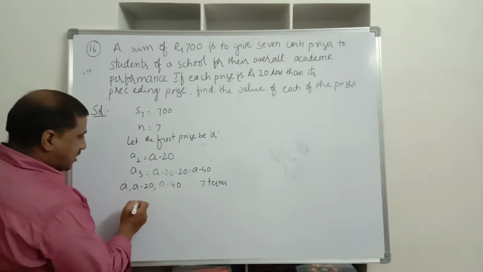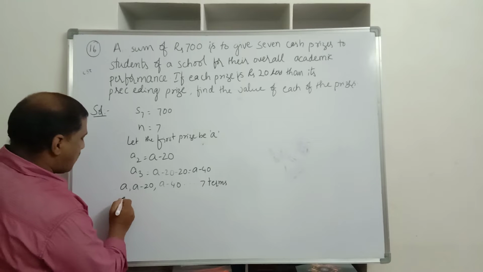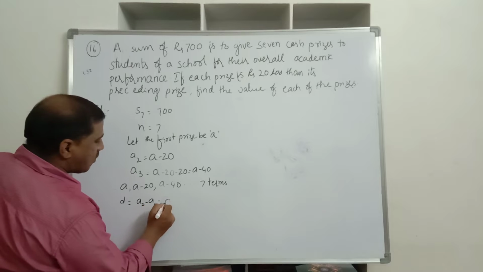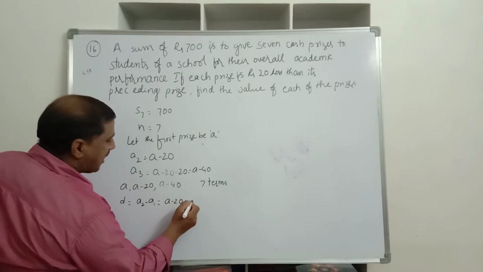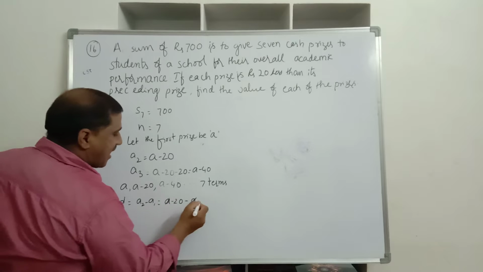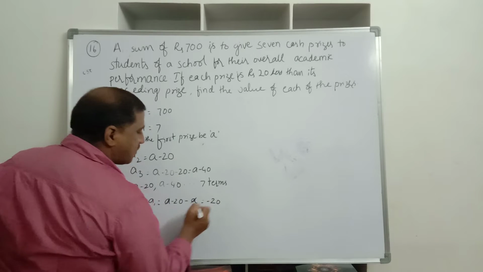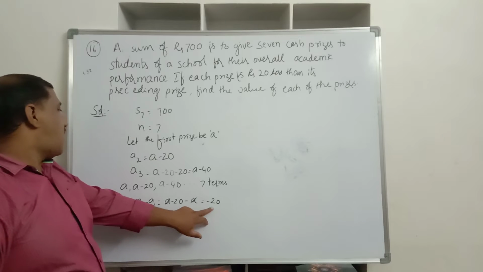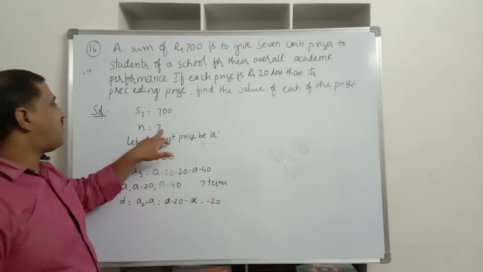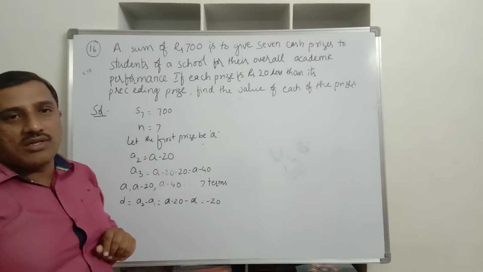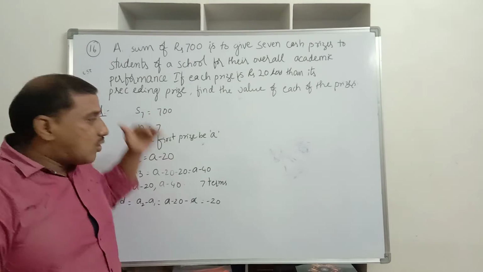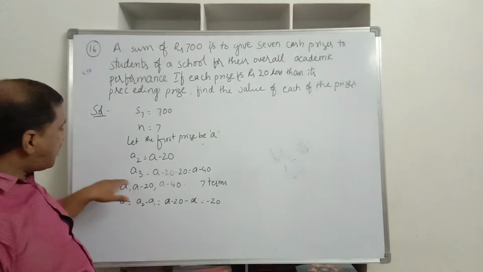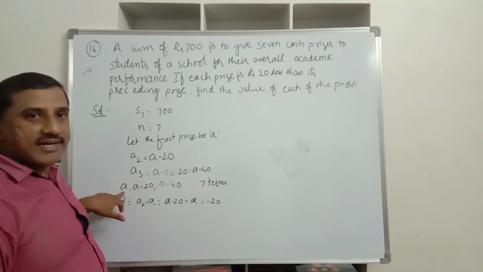Here A is the first term, and there are 7 terms. Now D is equal to what? A2 minus A1, that is A minus 20 minus A. A minus A cancels, and you get minus 20. So D is equal to minus 20. We know D, we know the number of terms, and we know the total amount, that is S7. Finally we have to find the value of each price. All the prices depend on the first price, that is A.